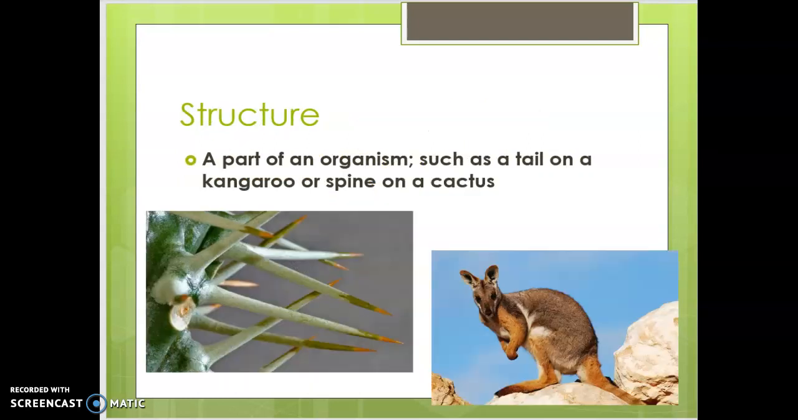Another word we're looking at is structure, and a structure is a part of an organism, such as a tail on a kangaroo or a spine on a cactus. So a structure is a part that is attached to the creature itself.